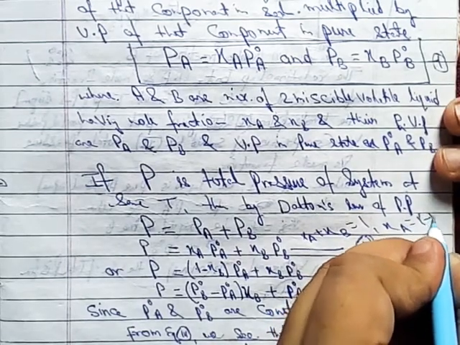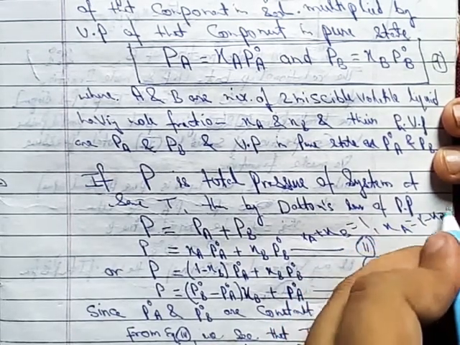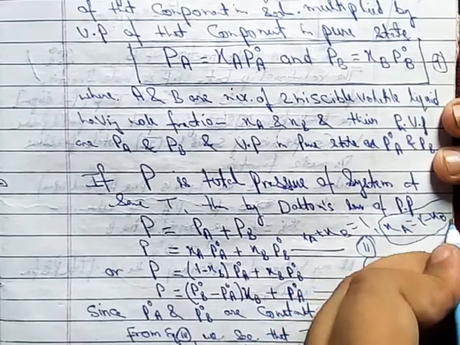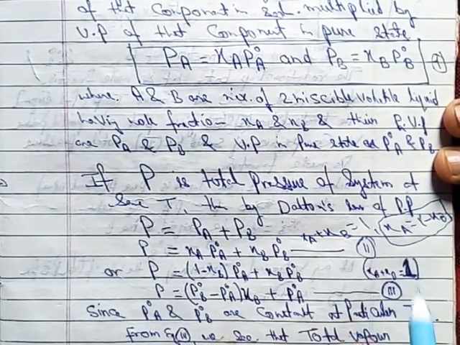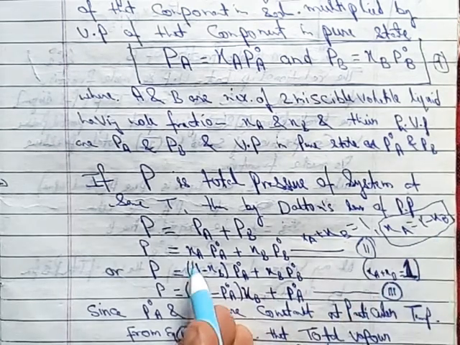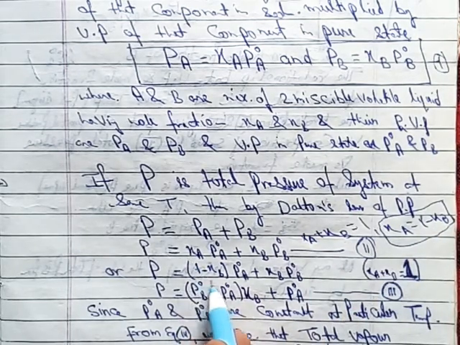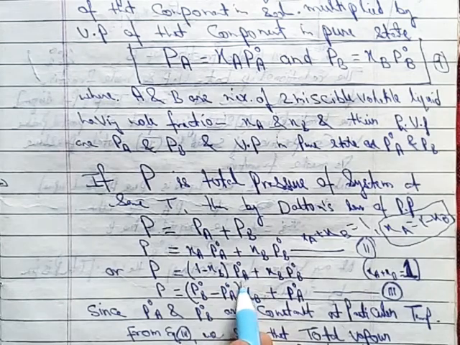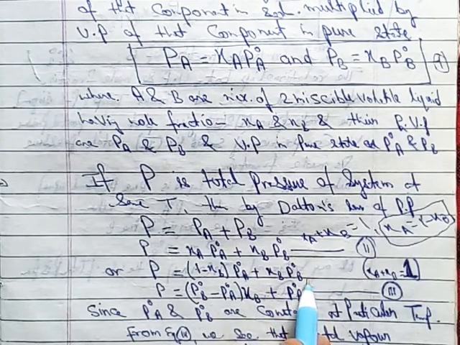1 minus XB. So can we use 1 minus XB in place of XA? In place of XA we can use 1 minus XB. The same thing is used here: in place of XA, 1 minus XB is used in P naught A plus XB P naught B.